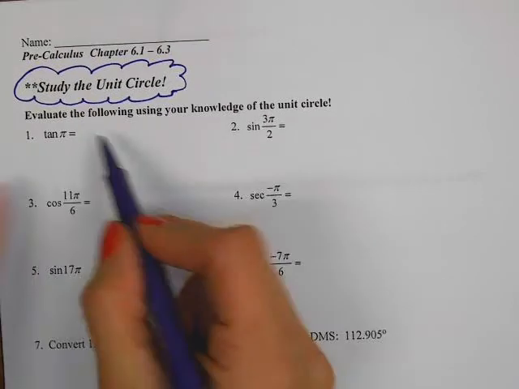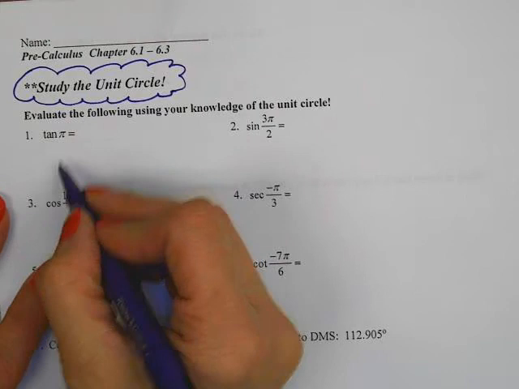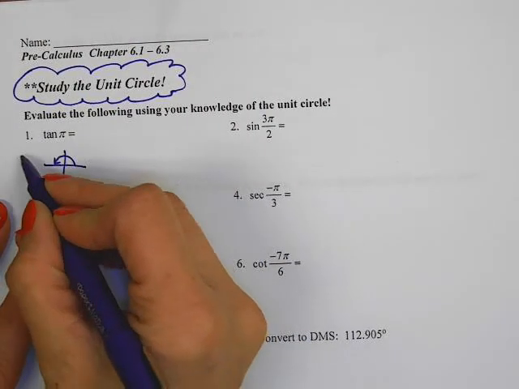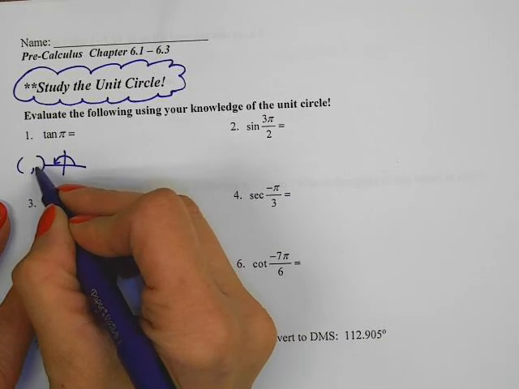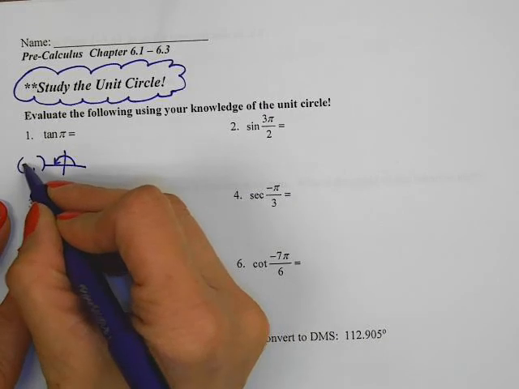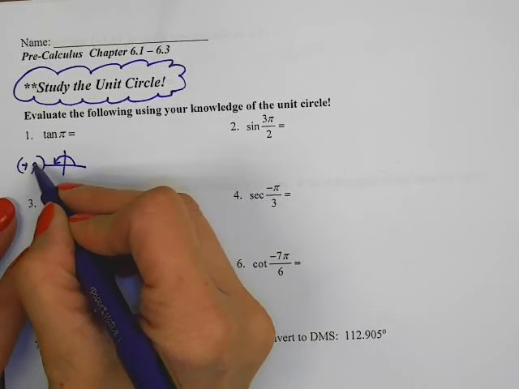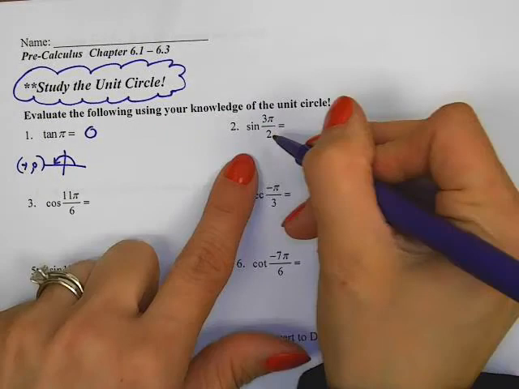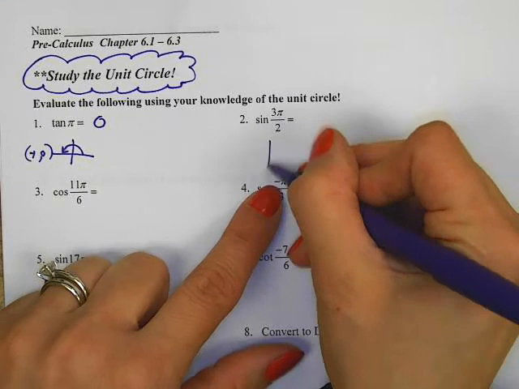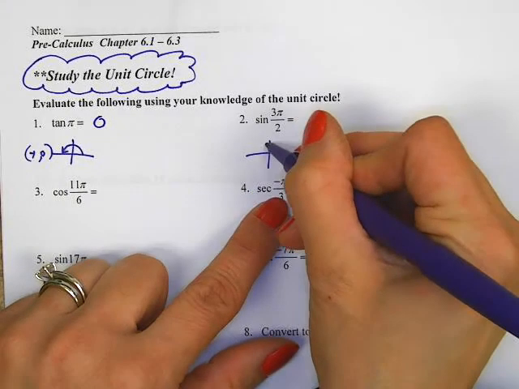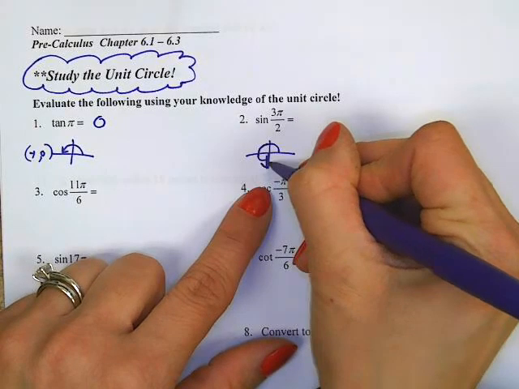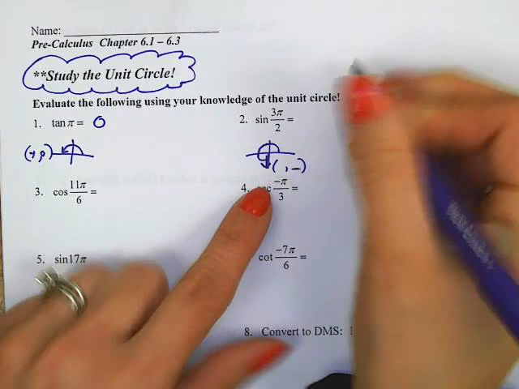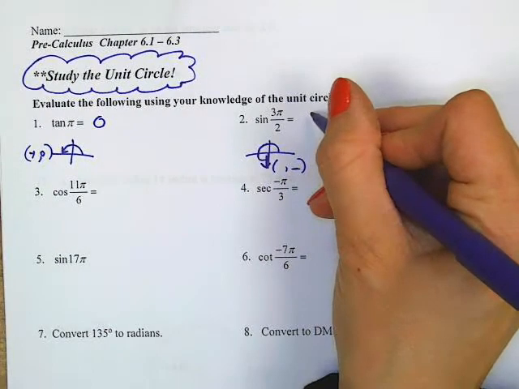Okay, evaluate using unit circle. So where is pi? And when it says tangent, you have to think of sine over cosine. This is the point -1, 0. Sine over cosine is 0. Number 2, 3 pi over 2. 1 out of 2, 2 out of 2, 3 out of 2 are due south. The sine is the second number, and that would be -1.